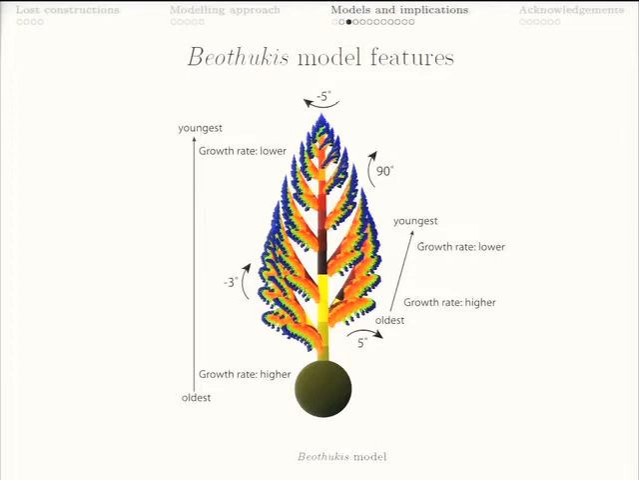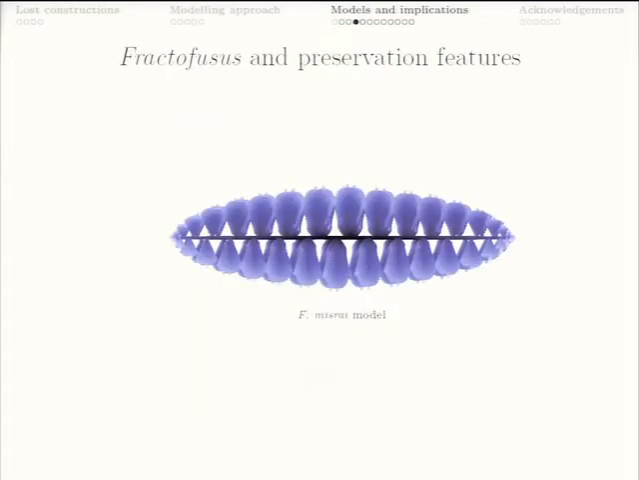Some major features of this species and its model are a rotation of the primary branches. I interpret this as a 90-degree rotation so that we only see one side of the branch in frontal view. There's also curvature we can incorporate, so there's negative curvature here of the primary branches, and then positive curvature of the secondary branches, as well as a slight helical torsion to the stem.